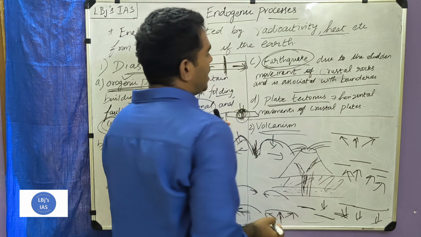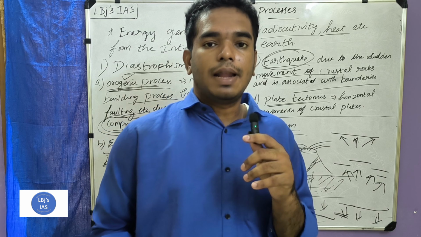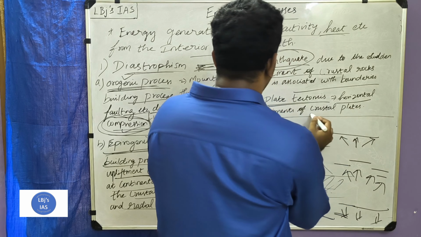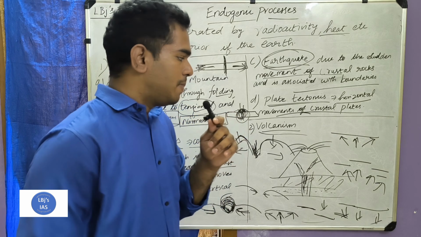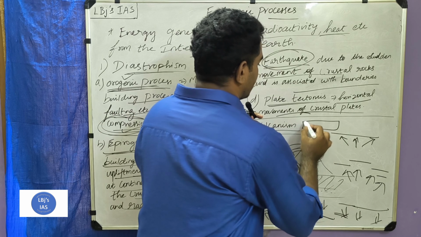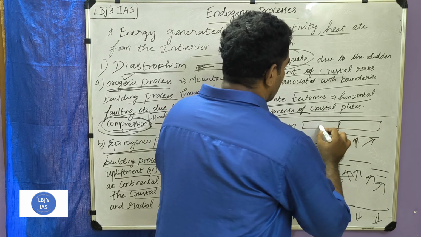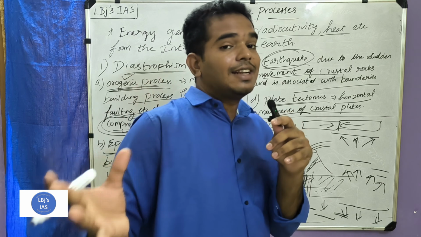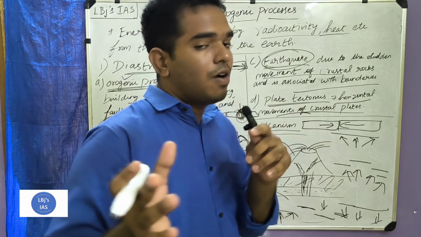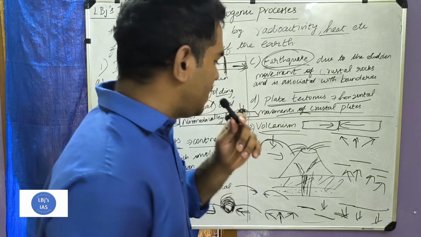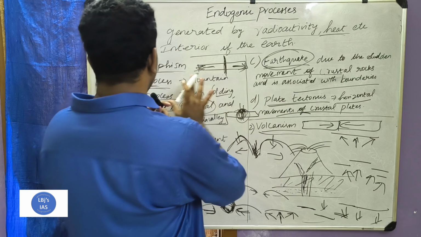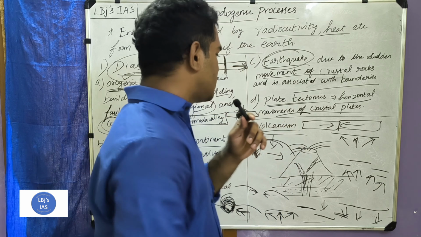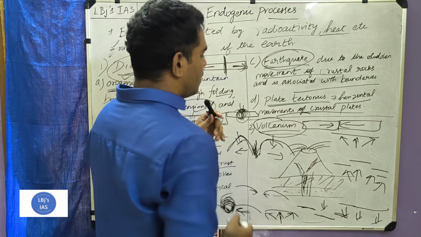Next one is plate tectonics. We have already seen plate tectonics in previous videos. It is the horizontal movement of crustal plates. The earth consists of different plates, and whenever these plates move in a horizontal direction, that theory is known as plate tectonics. So this is what is known as diastrophism.